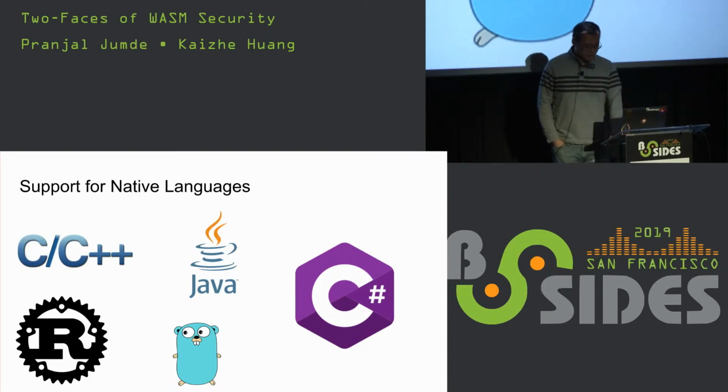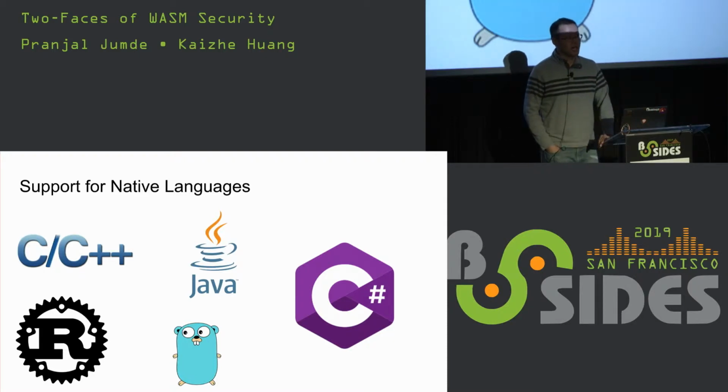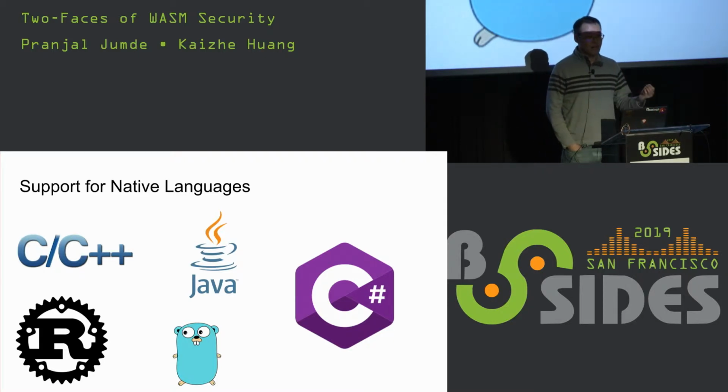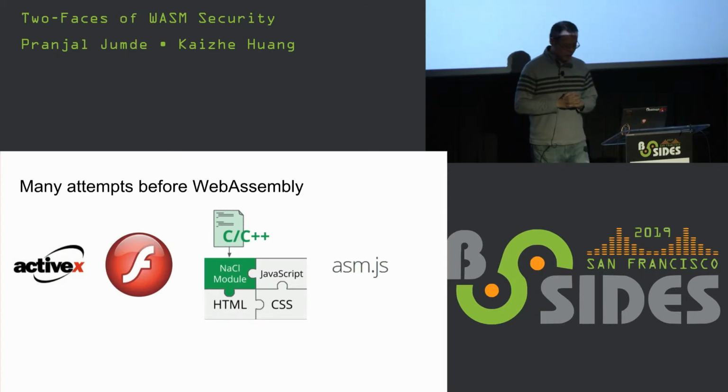So WASM supports very popular languages: C, C++, Java, Rust, Golang, and all these languages can be compiled into WASM. There's a tool called EMCC that will do all this compilation for you. It will help you get the WASM binary code directly.